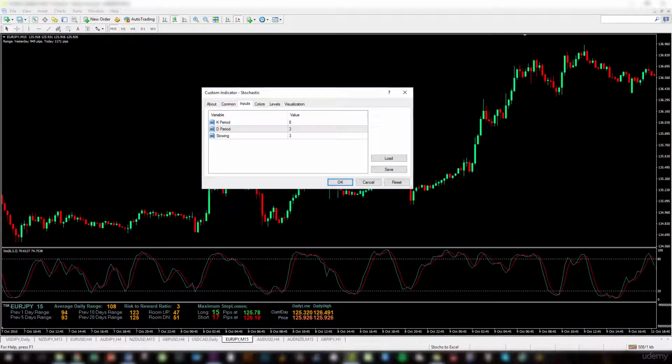Firstly, set your stochastics to these settings. These are the settings that I have been using over the past 7 years and it has given me the most success, especially on a 15-minute chart. If you are using the template, these settings will already be included.